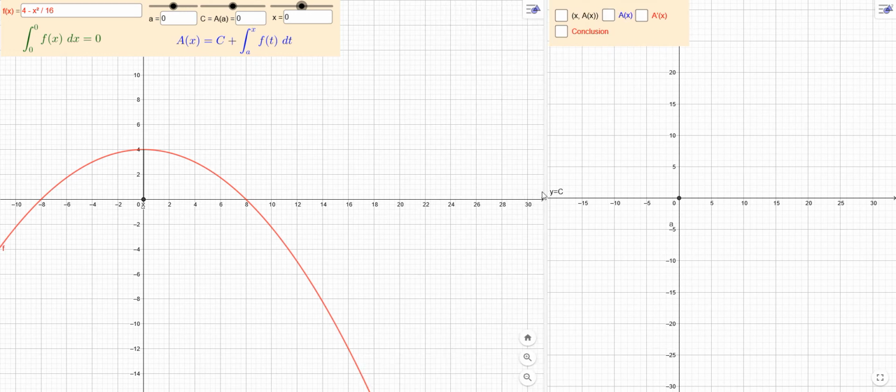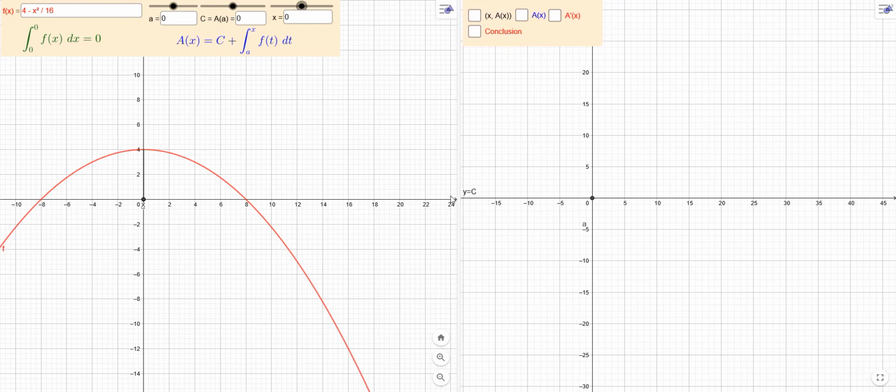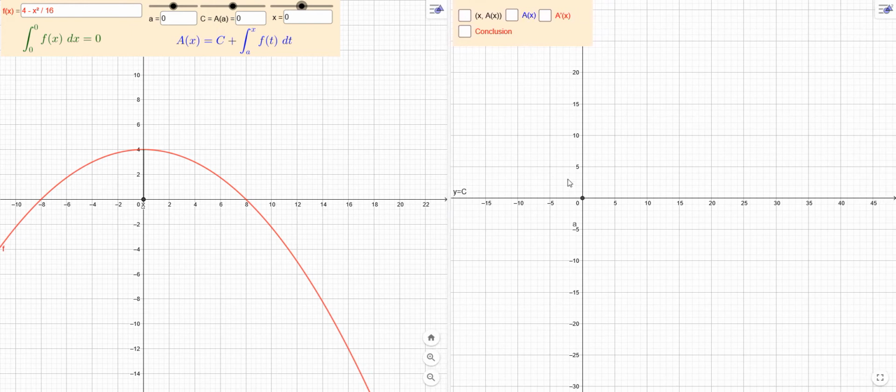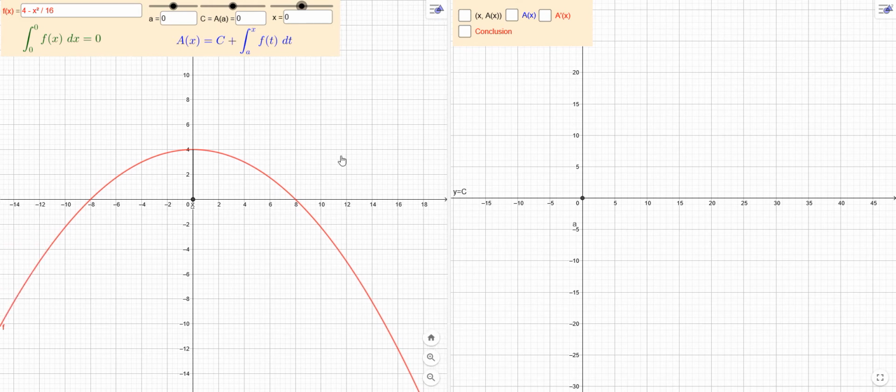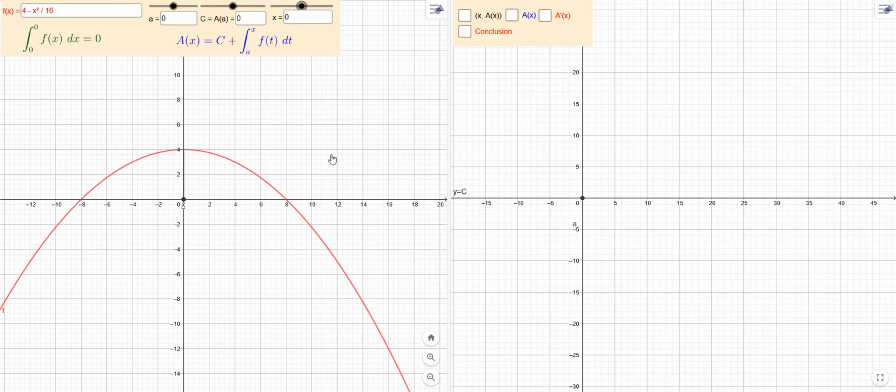So we're going to have two windows here. If you open this in the app, you'll be able to see the two windows there, and you can adjust them. Now, what we're going to do is integrate this function, okay? But we're going to integrate it from a up to this x value. So to start out with, just set all of these to 0.